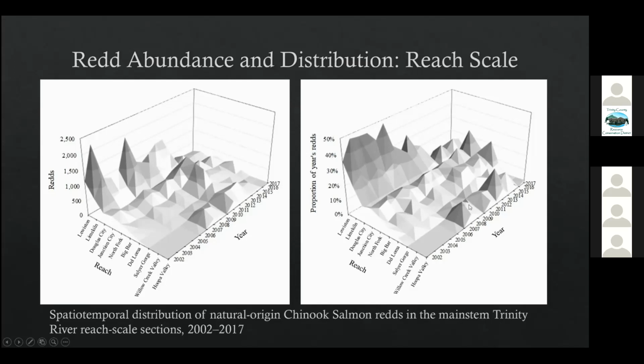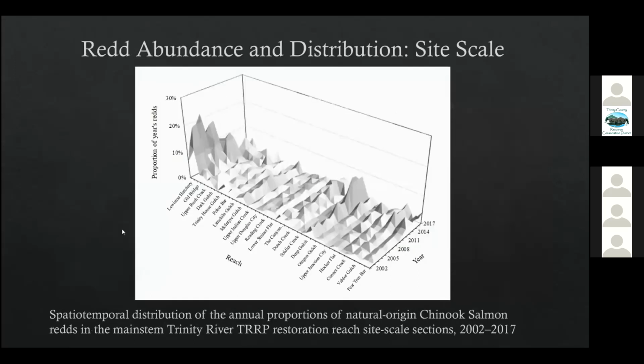And we've also seen a higher proportion of reds down in Willow Creek over time. And the annual reports have analyses of each individual reach for a more specific description of what's going on. This is a similar graph, except at the site scale.